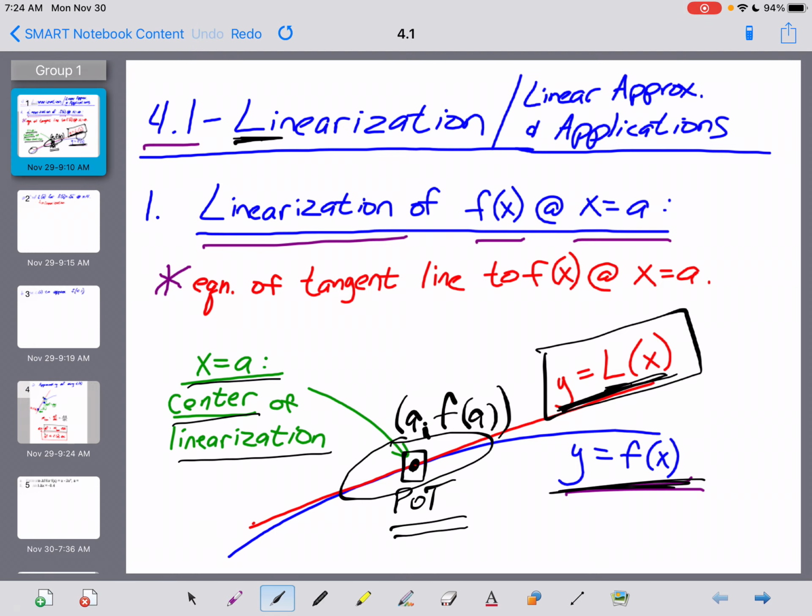But towards the center of that linearization, the y values for a given x value here, for both the blue curve and the red line, are very close to one another. And so when we're talking about approximation, we can use that linear function to come up with an approximation that's usually pretty close to the true value on the blue curve. So let's see what this looks like, everybody.